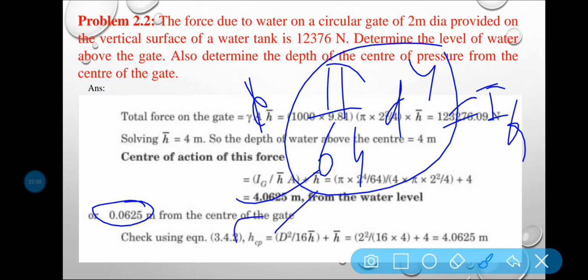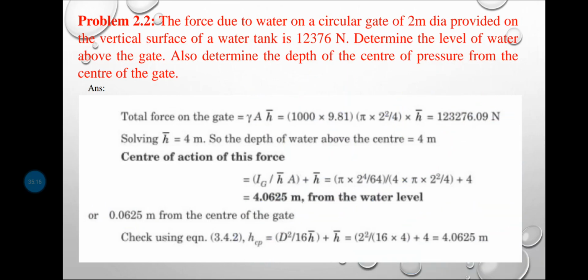Now checking the equation, Cp is equal to, we know that d square by 16 h bar into h bar, so it is this. So I can say that h star is equal to 4.0625 meter and h bar is equal to 4 meter. So this is all about the numerical.